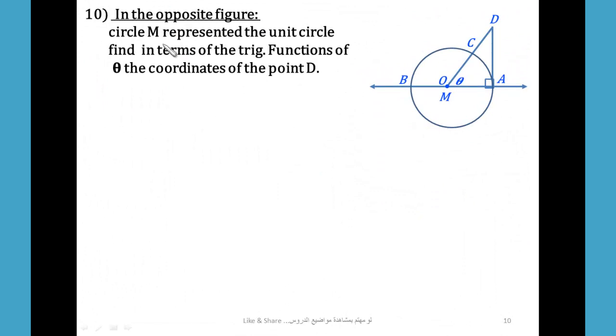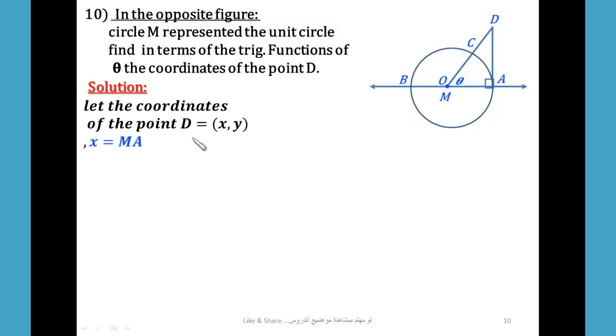In the opposite figure, circle M represents the unit circle. Find, in terms of the trigonometric functions of theta, the coordinates of the point D. So the required is to find the coordinates of the point D. Solution: let the coordinates of the point D be x and y. So x equals the length of MA, which equals 1 unit, because this circle is the unit circle from the given.